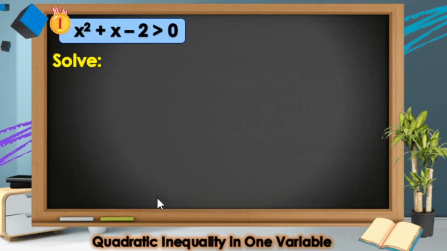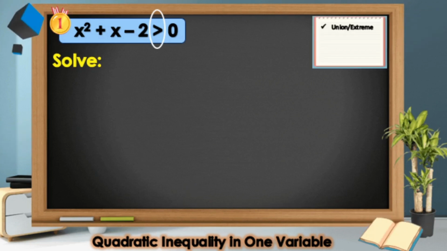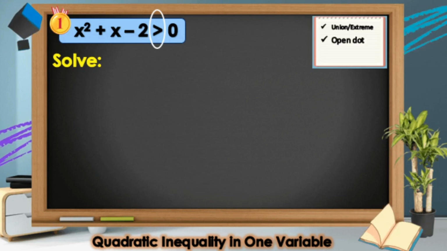Example number 1, x squared plus x minus 2 is greater than 0. So, titingnan natin ang ating inequality symbol which is greater than. So, it means our graph should be union or extreme. It should be open dot. And the solution set should be enclosed in a parenthesis.